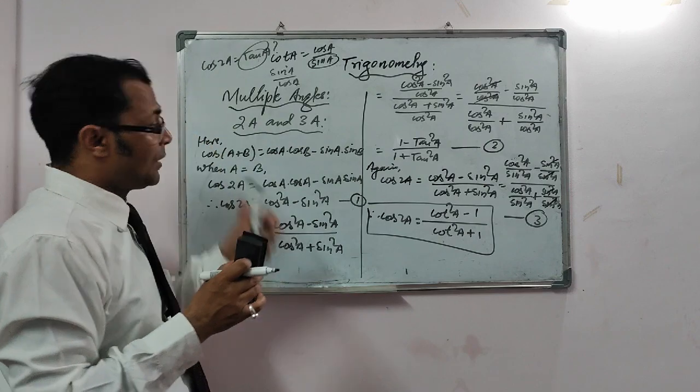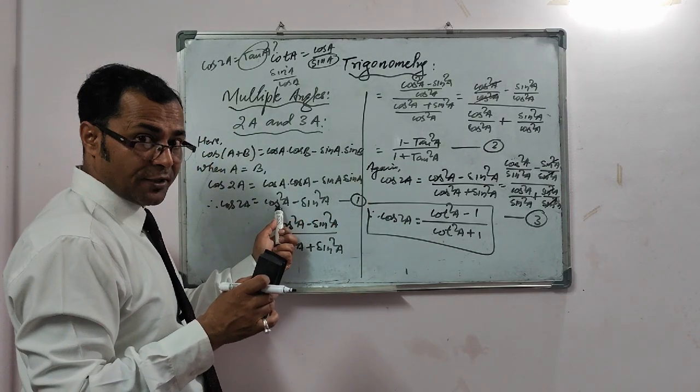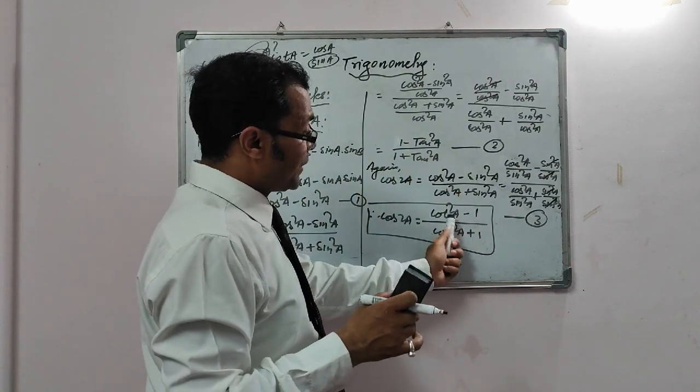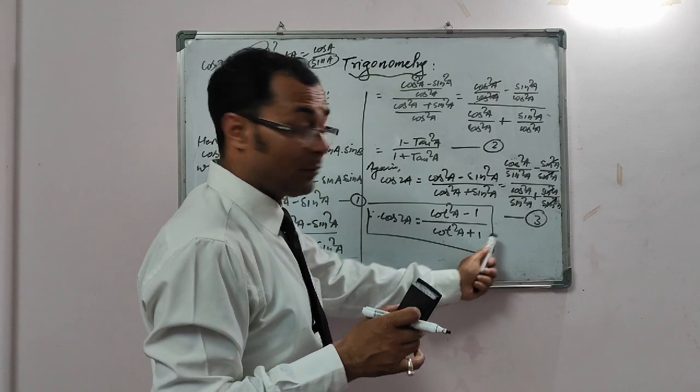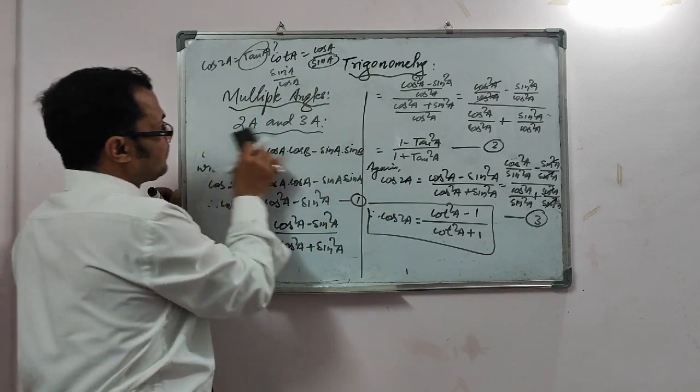Alright. Now, I have made 3 different formulas for cos 2A. Cos square A minus sin square A, that is the major one. Then the second one is 1 minus tan square A upon 1 plus tan square A. Third one is cot square A minus 1 by cot square A plus 1. Let's see some more.